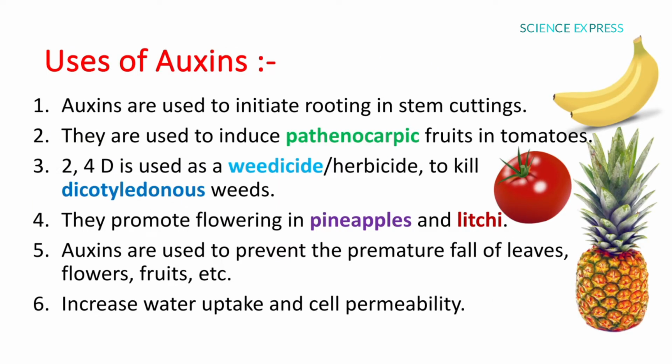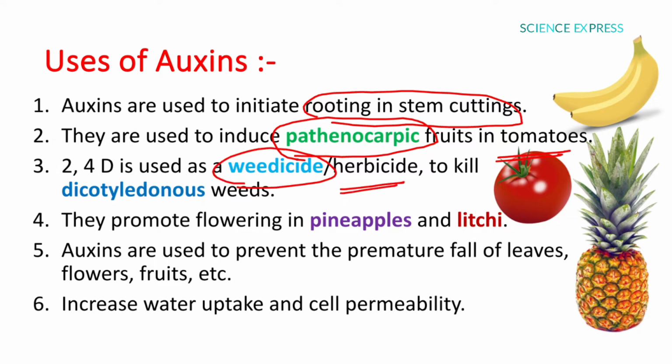Now discuss the uses of auxin. Auxins are used to initiate roots in stem cuttings, so they are called rooting hormones, mainly for vegetative propagation. They are used to induce parthenocarpic fruit, that means seedless fruit, for example tomato; formation of fruit without fertilization. And 2,4-D also acts as a weedicide, or herbicide, to kill mainly dicotyledon weeds.